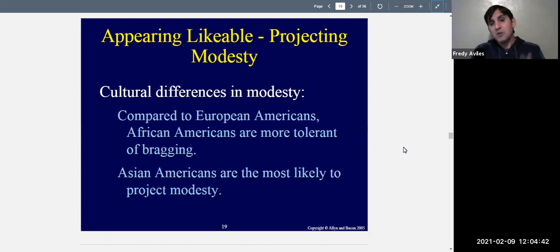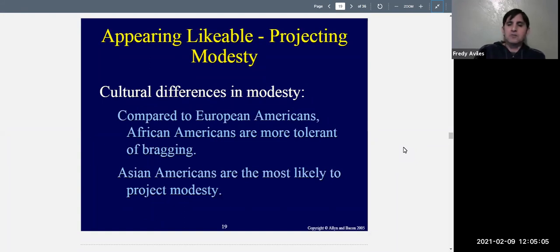Asian Americans are the most likely to be modest. They're the most likely to project modesty. They're the ones who are more likely to say, no, it's not because of me, it's because of you. I'm not really that smart. It's just I was lucky or whatever it is. It's part of their culture. I know in America it might be different. Maybe they're learning different things, Asian Americans, right? But if they're more traditional, right?